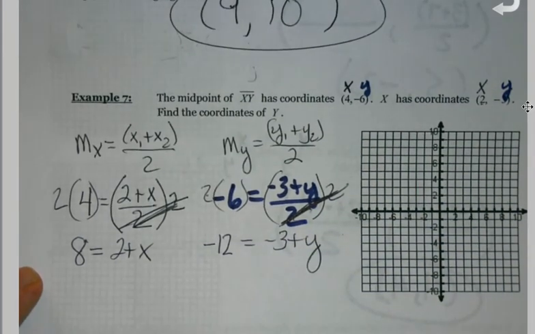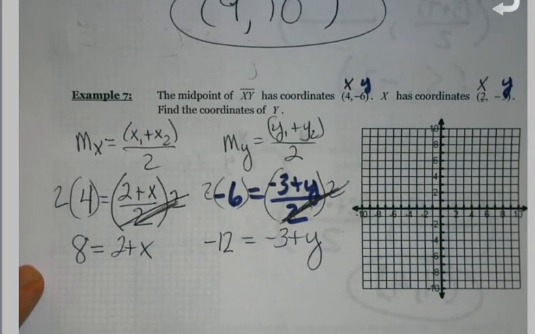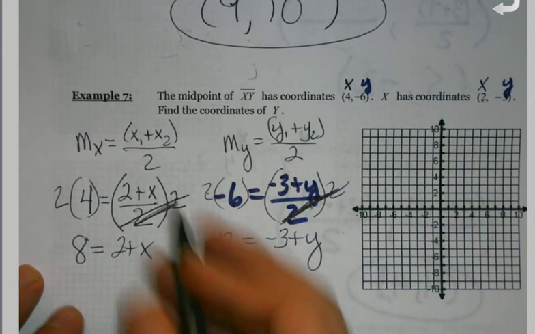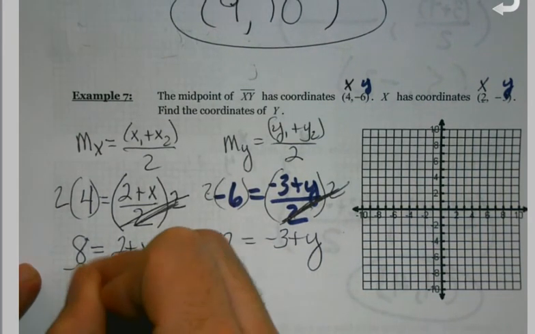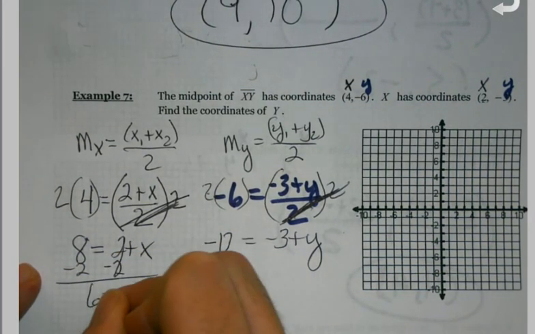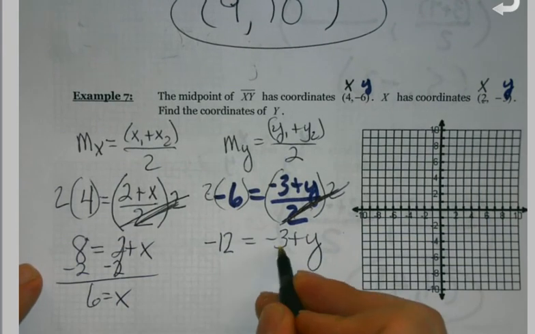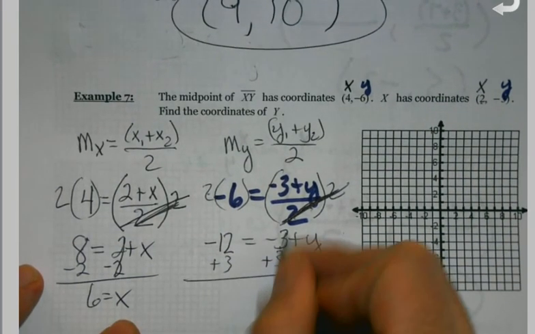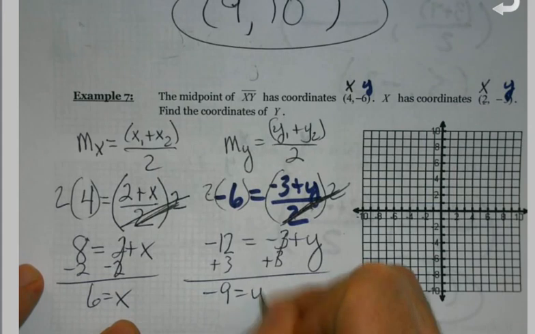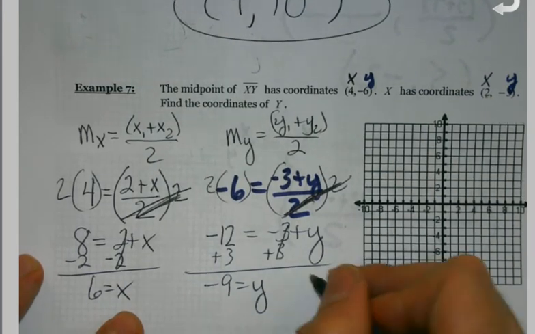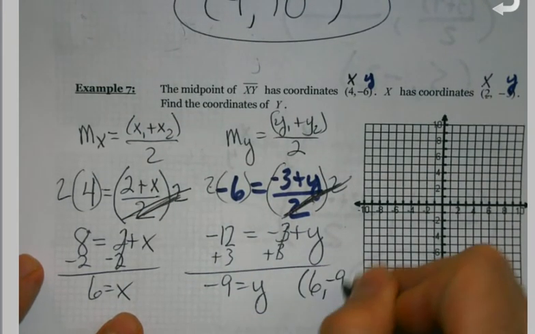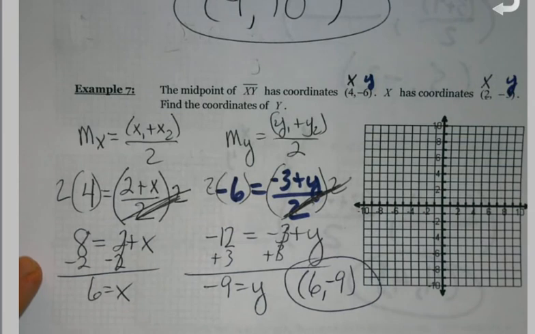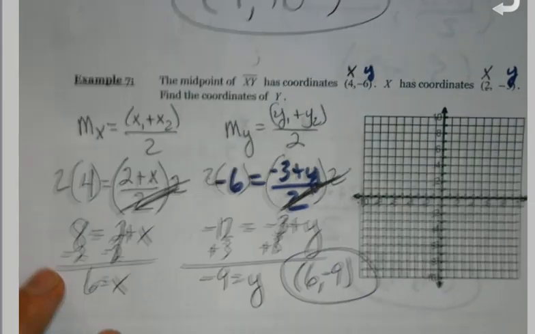And now it's just a one-step equation that I'm working with. Since that's a positive 2, I'll minus the 2. That's 6. Since that's a -3, I'll add the 3. That's -9. And then I just write it in as a coordinate.